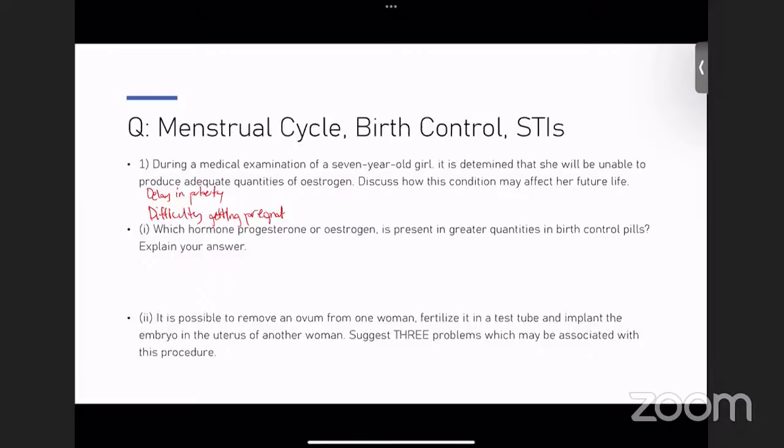Sir, irregular periods, correct. And mood swings?